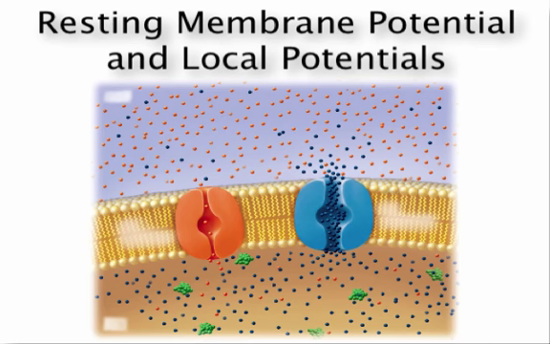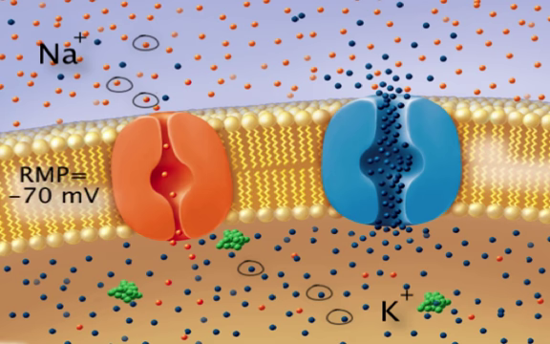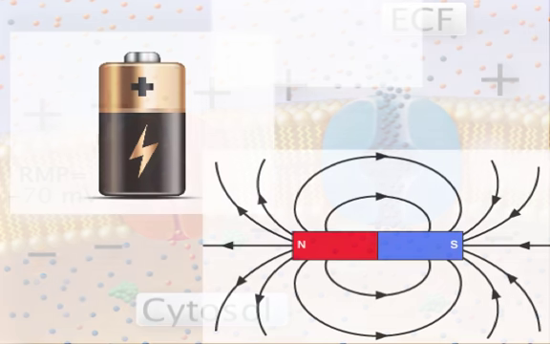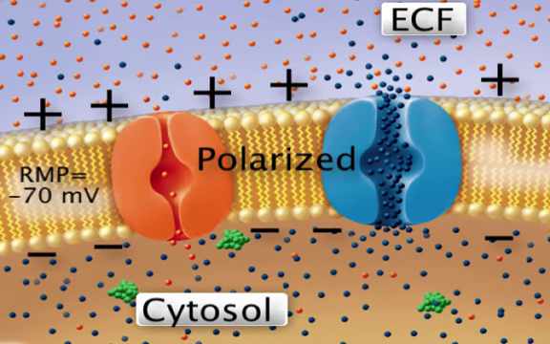The resting membrane potential of a cell is the difference in charges on one side of the plasma membrane versus the other. These charges come from ions like sodium and potassium. The difference is measured to be about negative 70 millivolts. We use the word negative to indicate that there are more negatively charged ions in the cytosol than in the extracellular fluid. Since there is a positive and a negative side of the membrane, like the poles of a battery or a magnet, the membrane is said to be polarized.